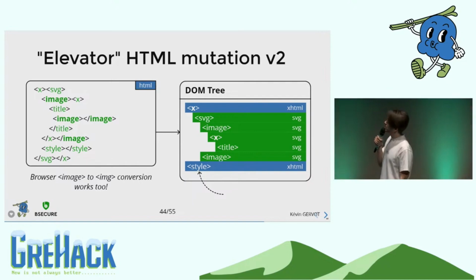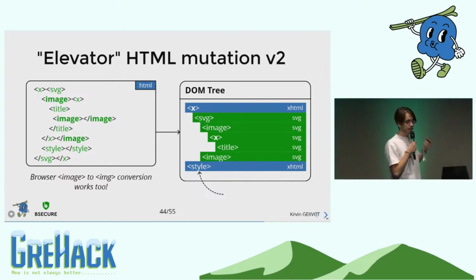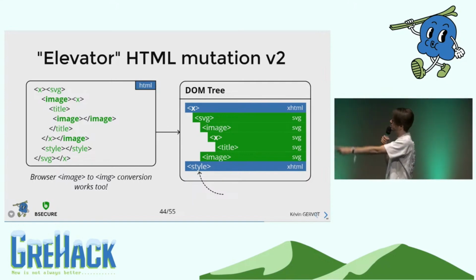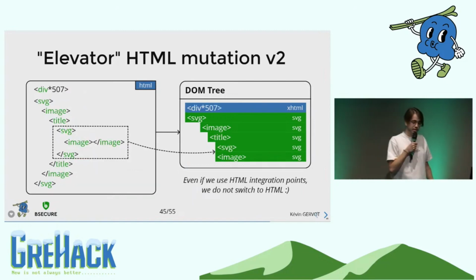So here we can see that if we put an image tag in the HTML namespace, when it is converted in SVG, the same mutation occurs, and we have the style tag which falls from the SVG namespace to the HTML namespace. So why is this interesting?